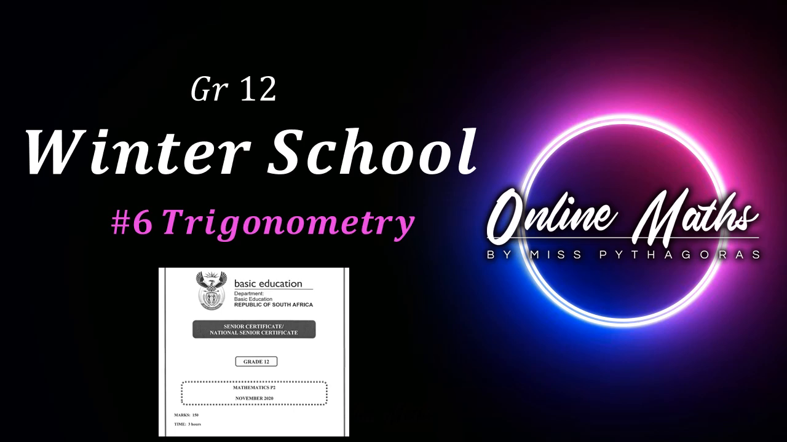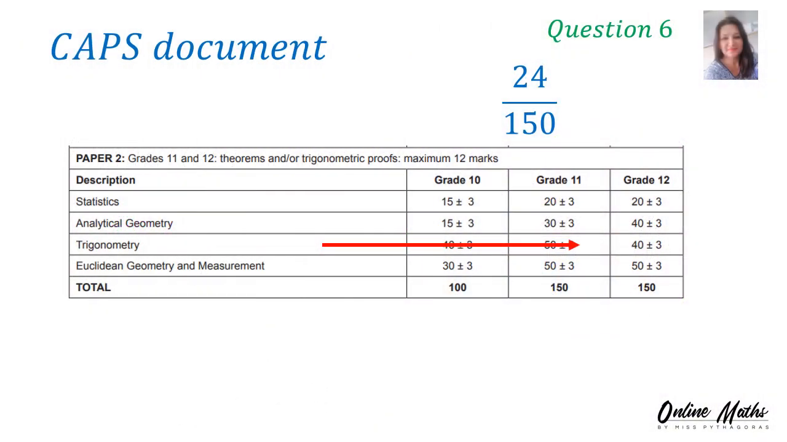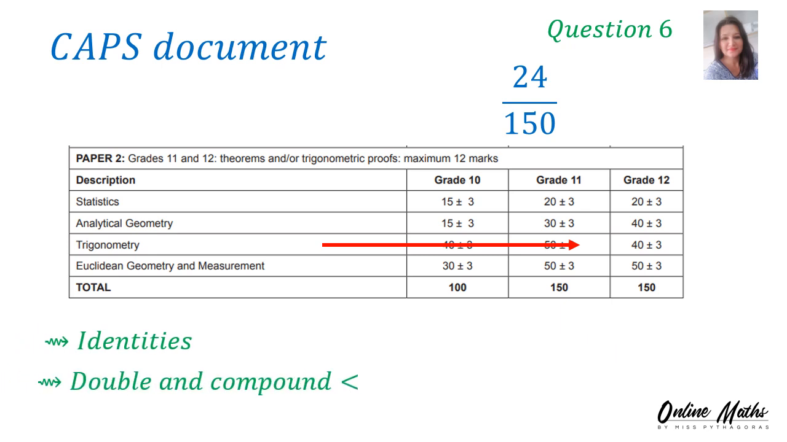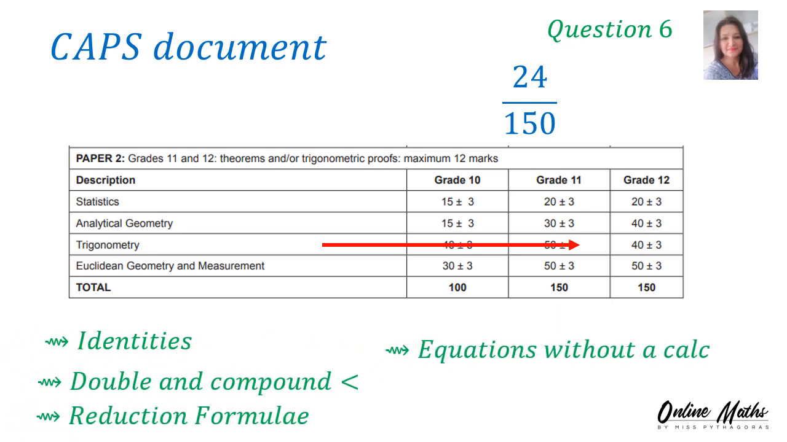In this video I will discuss trigonometry. Now this is the second part of trigonometry and the key concepts in this question are identities, double and compound angles, reduction formula, equations without a calculator and equations general solution. And this question counts 24 out of 150, which results in 16% of the paper.